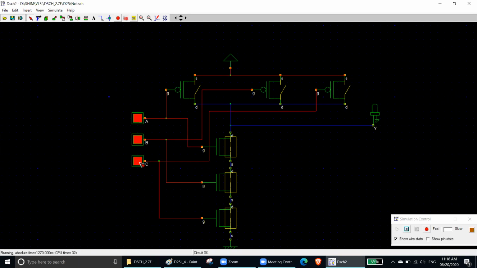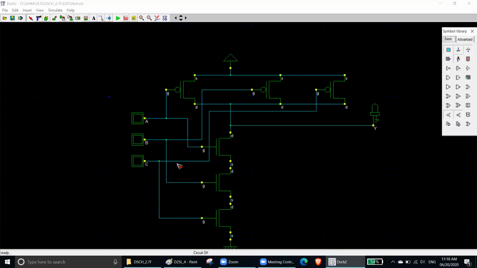When all of your inputs are 1, that time your output will be 0. Okay, that is actually the NAND gate: A, B, C bar. Now, I understand that it looks too clumsy, because when you have 3, 4, 5, 6, 7, 8 inputs, that time it will look very difficult to understand.